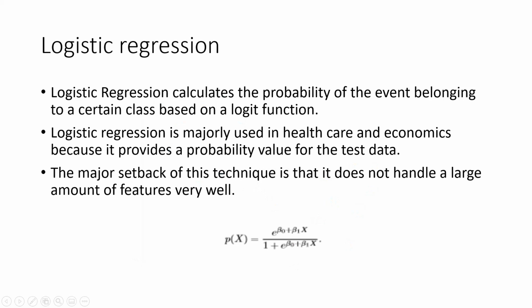Logistic regression is also another technique. What it does is it calculates the probability of an event belonging to a certain class based on a logistic function. So we just throw in a sigmoid function, and we calculate the probability, which will give a value between 0 and 1, and based on that value we classify data.